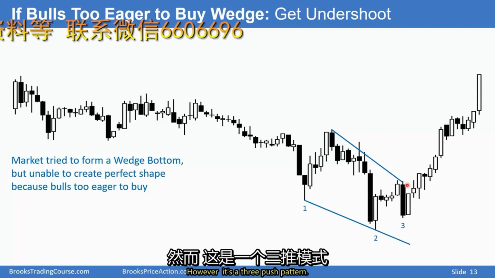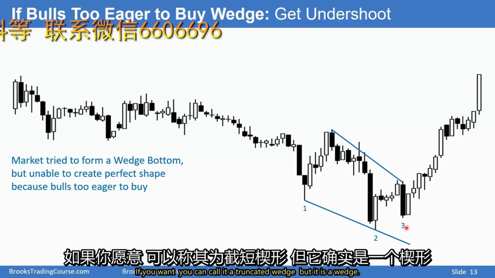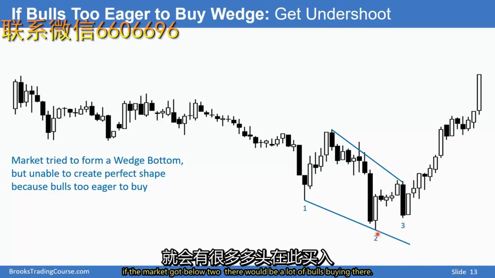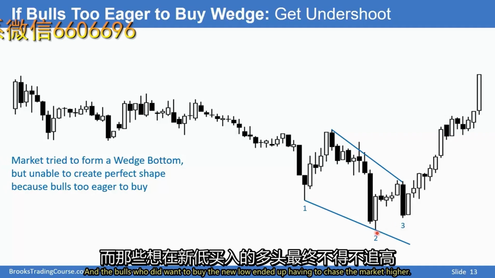However, it's a three-push pattern, 1, 2, 3. If you want, you can call it a truncated wedge, but it is a wedge. And the bulls who bought here were buying because they assumed that if the market got below 2, there would be a lot of bulls buying there. And these bulls were just front-running the bulls who wanted to buy here. And the bulls who did want to buy the new low ended up having to chase the market higher.